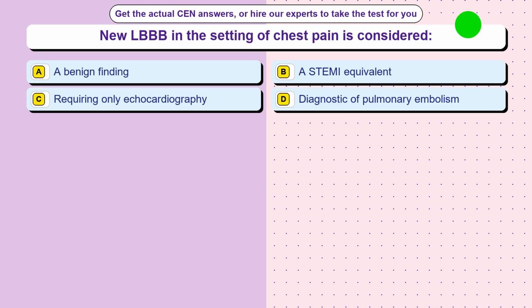Question 8. New LBBB in the setting of chest pain is considered Option A, a benign finding. Option B, a STEMI equivalent. Option C, requiring only echocardiography. Option D, diagnostic of pulmonary embolism.